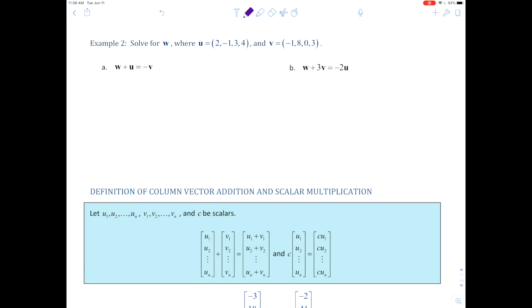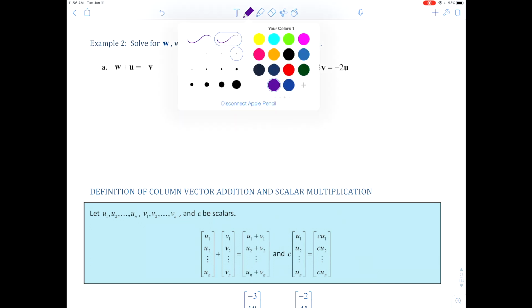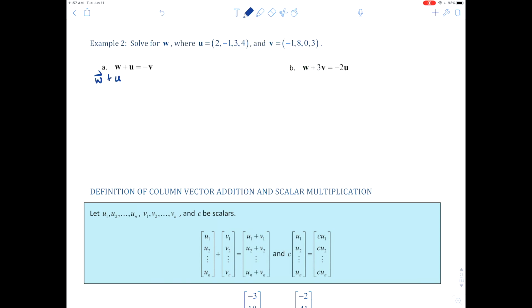W plus U is equal to negative V. So we want to isolate W and figure out what it is. I'm going to rewrite this where I have more room. And we're going to be adding negative the vector u to both sides of the equation. And then what's going to happen, we'll get w plus the 0 vector, not just 0, is equal to negative v plus negative u. Cool?